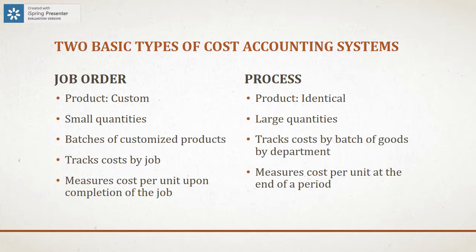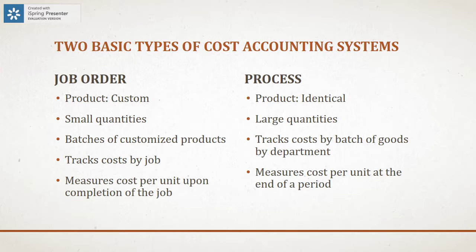The job order system is designed to meet the needs of each specific customer and usually makes smaller quantities of customized or specialized products based on that customer's preferences. They also track costs by the specific job, which can either be a single item or a relatively small batch of items.